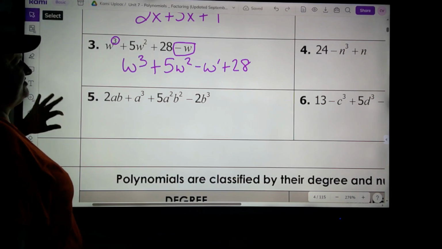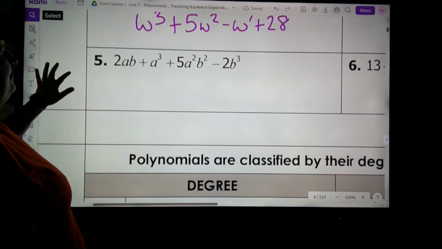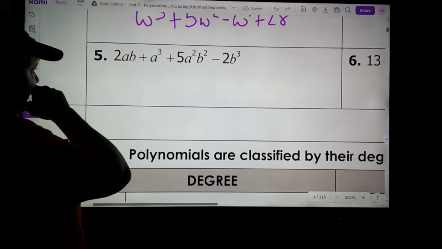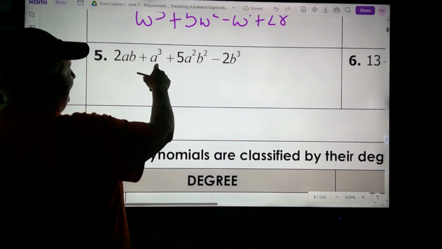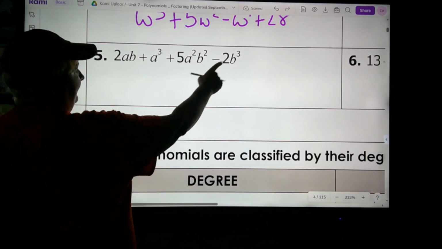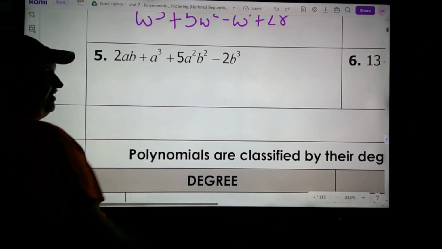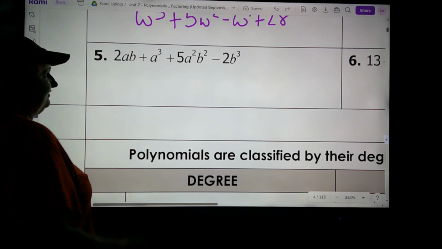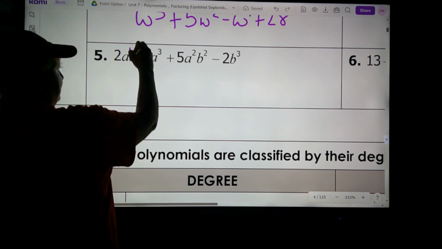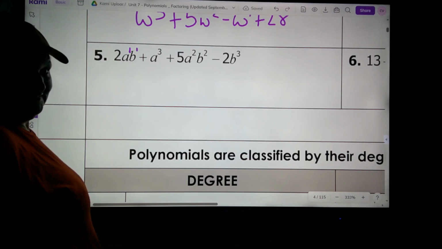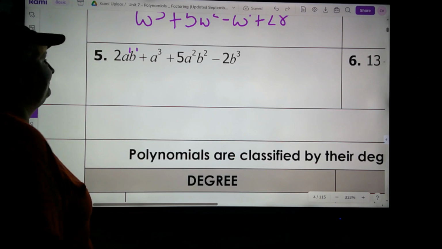Alright, this next one is the first one that has multiple variables. So first we're going to worry about alphabetical. Right, we have A, B, and B. Alright, be careful. This and this are not the same thing. These ones have the invisible 1 exponent, so they are not the same thing. They have to be identical for them to be the same thing.